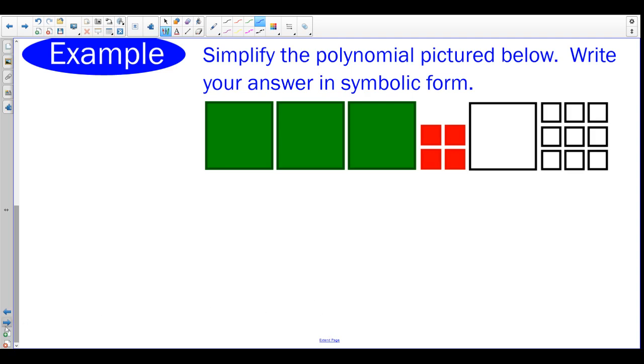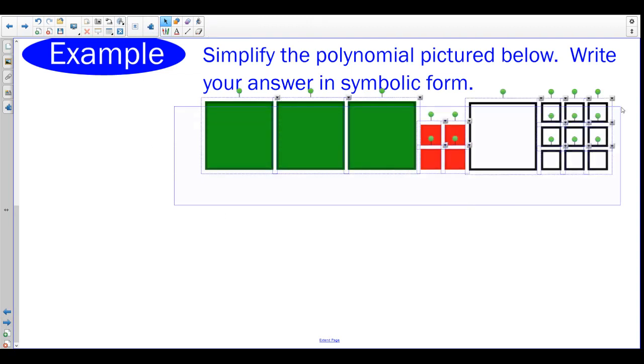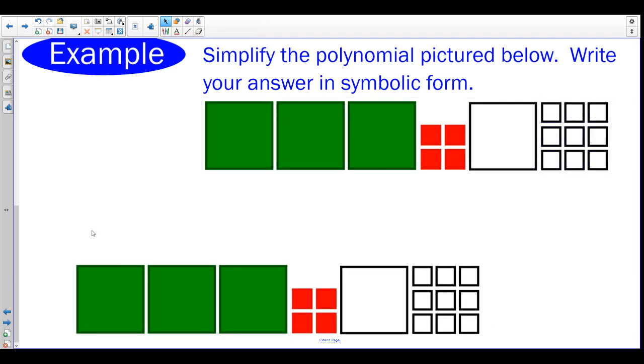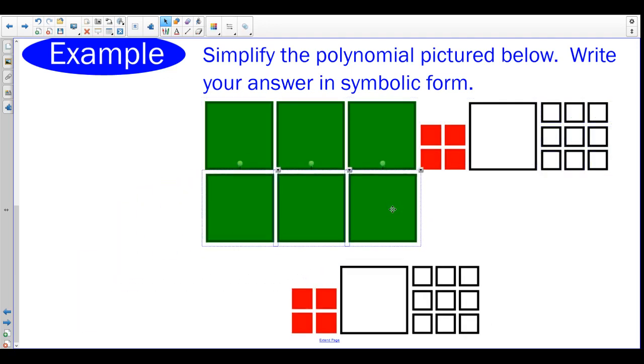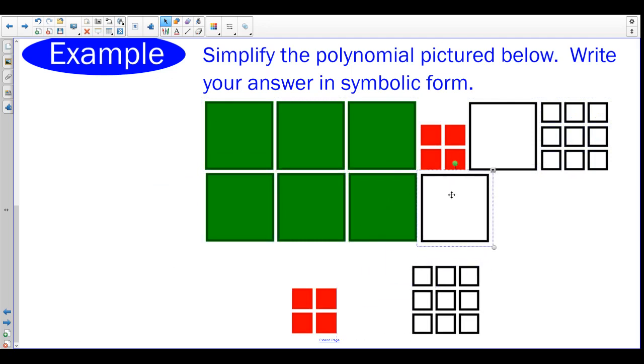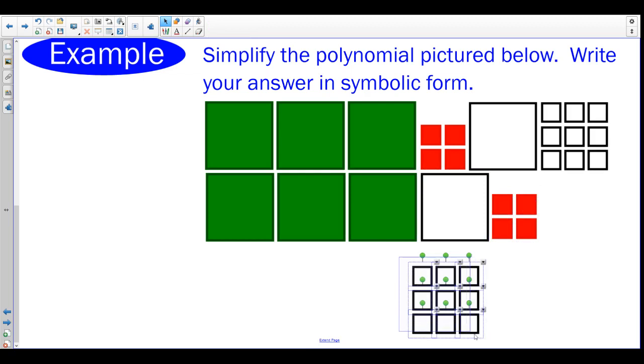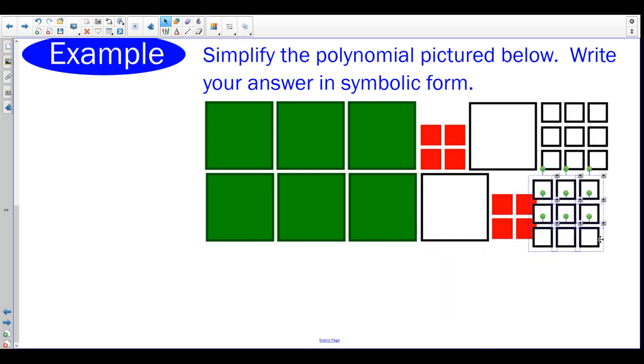I'm going to just take my fancy program here, and I'm going to clone this stuff to make my life easier. I'm going to put it all down here. I'm going to bring up the big squares, because the big squares are going to go together. I'm going to combine it with this big square, so put that big square right there. Then I'm going to put these little squares up here. And I'm going to put these little squares beside the red little squares.